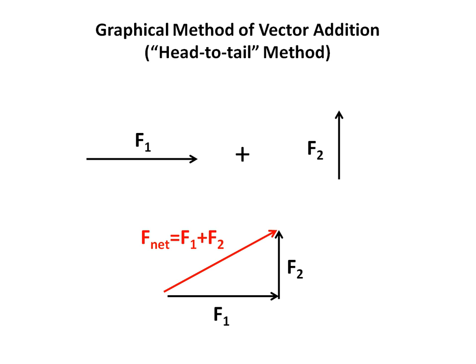And that's the vector that goes from the beginning of F1 to the ending of F2, or from the head of F1 to the tail of F2. And that net force is itself a vector answer. It's a vector sum. Its length has a meaning and its direction has a meaning.